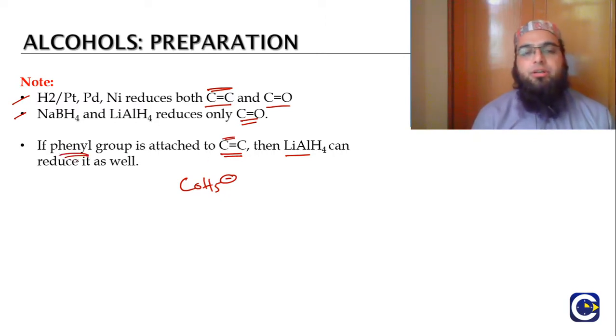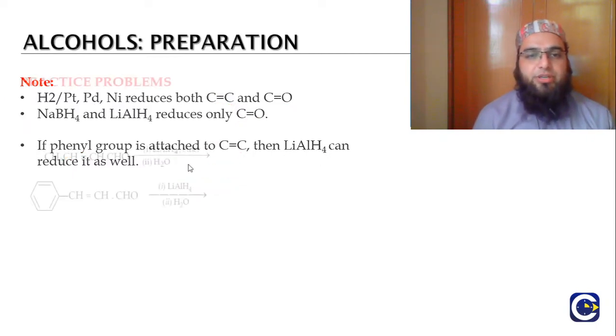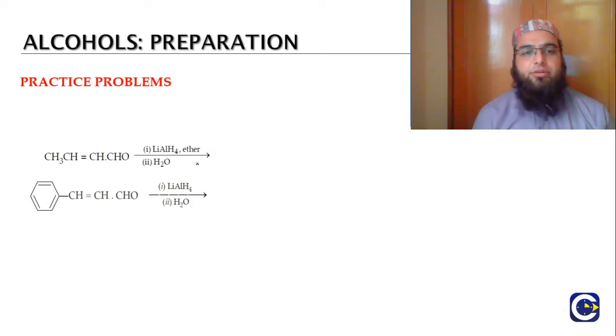So when we are asked questions, we have to check the reagents. If we get a carbonyl compound which also has an alkene attached to it, and we have been given this hydrogen-metal reagent, then both of them will be reduced. And if we are given only the hydrides, then only the carbonyl group will be reduced. And in case the phenyl is attached to the alkene and we have lithium aluminum hydride, then it is going to reduce the alkene as well. So we'll look at some examples and make these things clear.